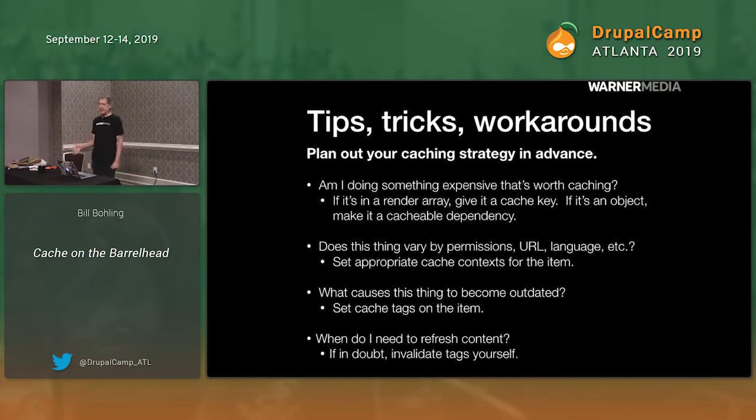Does this thing vary by permissions, URL, language, etc.? If it does, then set the appropriate cache contexts. What could cause this thing to be outdated? Like, does a node change? Does an entity change? Are you adding some items to a feed, etc.? If that's going on, add cache tags. And then, when do I need to refresh the content? A good rule of thumb here is if you're in doubt, invalidate the tags yourself. All invalidating a tag is going to do is increment a number in a cache tags table. It's not going to hurt anything. You can invalidate the same thing 4 times before it actually gets served, and it's not going to really hurt you.